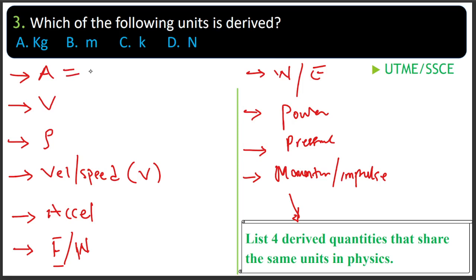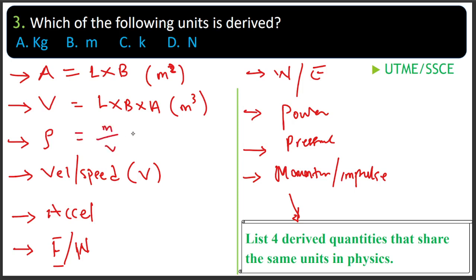Area is length times breadth or width, all right, and the unit is meters squared, sorry. And then volume is length times breadth or width times height, right? And then the unit is meters cube. Density is mass over volume. So if mass is kg and volume is meters cube, of course it will be kilogram per meter cube. You can as well write it like this.